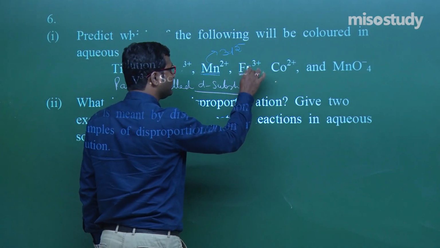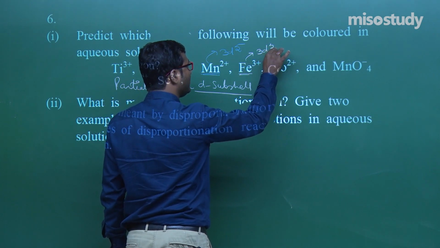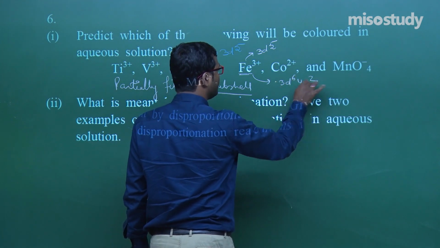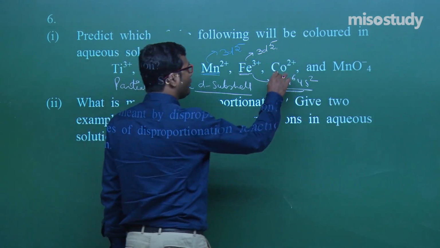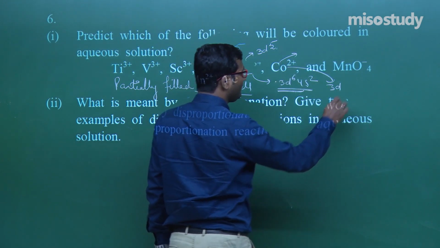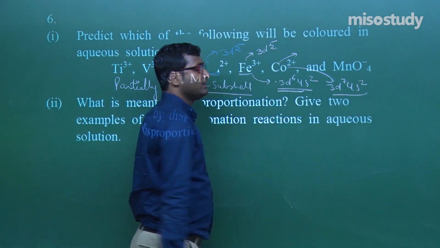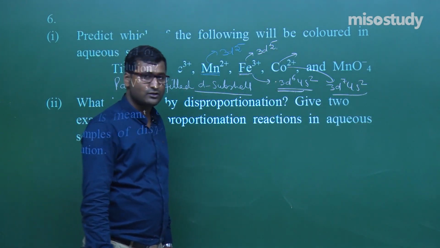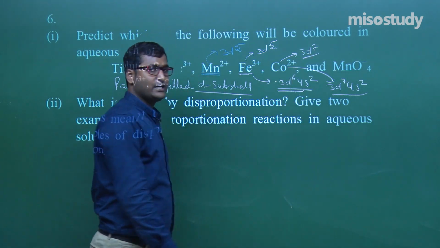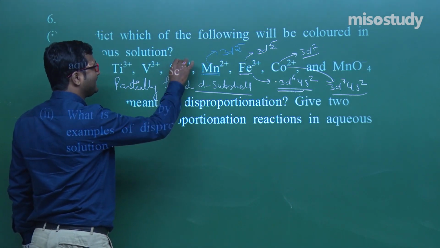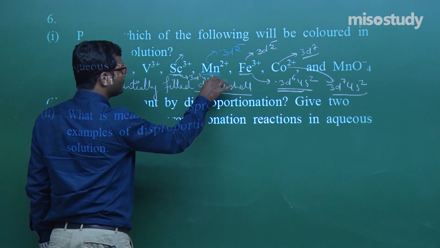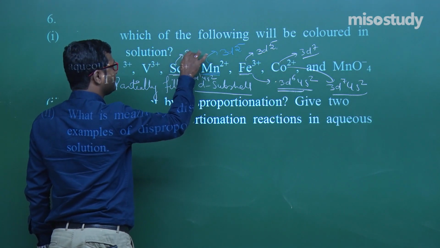If I write here Fe3+, that is again 3d5, because Fe has electronic configuration 3d6 4s2, and 3+ gives 3d5. Similarly, cobalt has electronic configuration 3d7 4s2. Am I right? Yes. Now in the 2+ oxidation state it is 3d7, a partially filled d subshell, and due to d-d transition it is colored. If I talk about scandium 3+, scandium has electronic configuration 3d1 4s2, so it has 3d0.